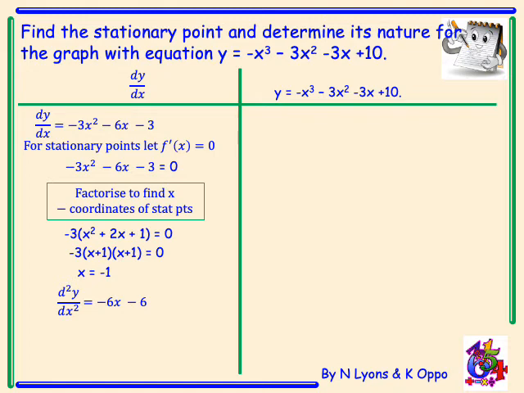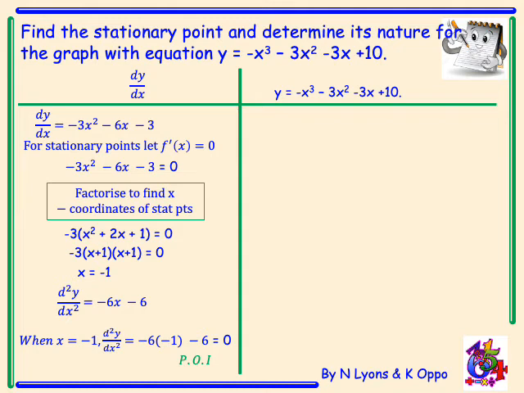So d2y by dx squared equals minus 6x minus 6. I'm going to sub in when x is minus 1. d2y by dx squared equals minus 6 times minus 1, which is 6. 6 take away 6, which equals 0. So when the second derivative equals 0, I know I have a point of inflection.